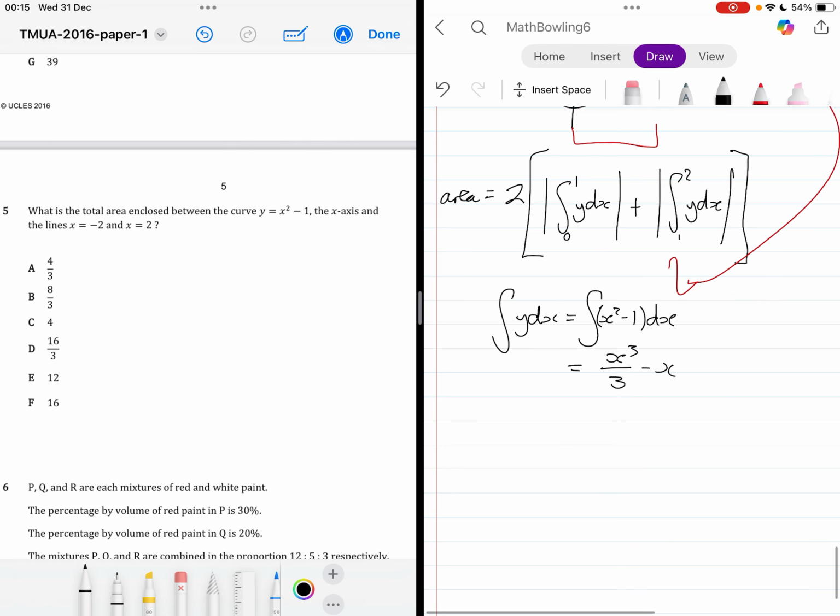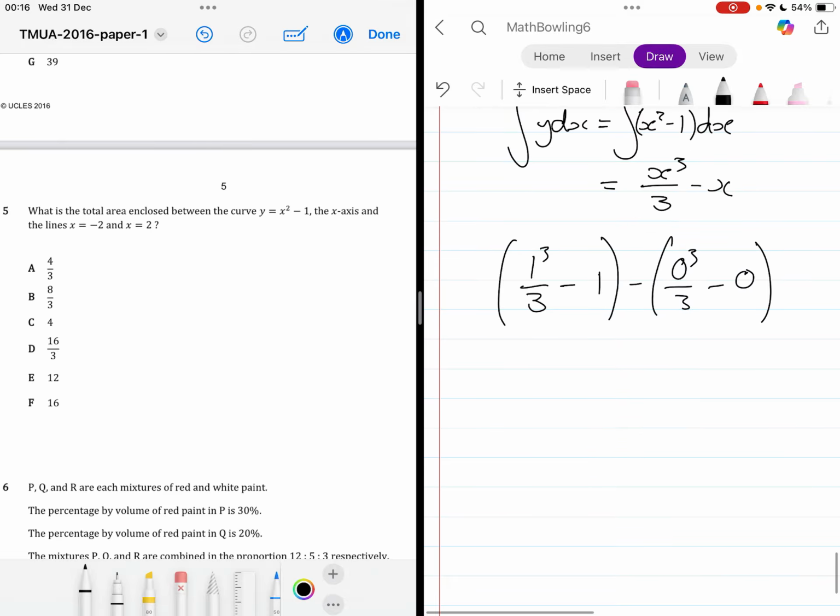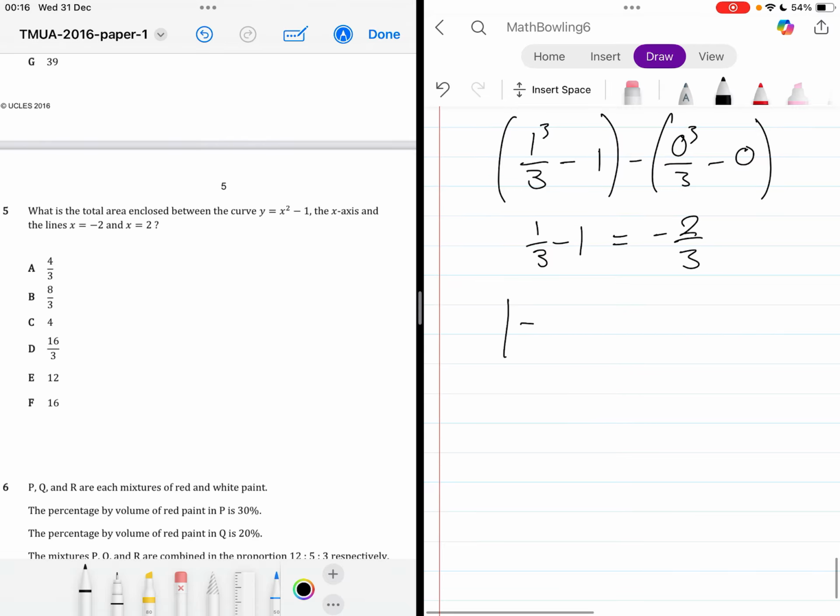So that's what we got. I'm going to vary this between 1 and 0 first. So 1 cubed over 3 minus 1, subtract 0 cubed over 3 minus 0. So this is going to be 1 over 3 minus 1, which is going to be negative 2 over 3. We want to mod this, and that's going to be our first integral. So the integral from 0 to 1 of y dx is going to be 2 over 3.